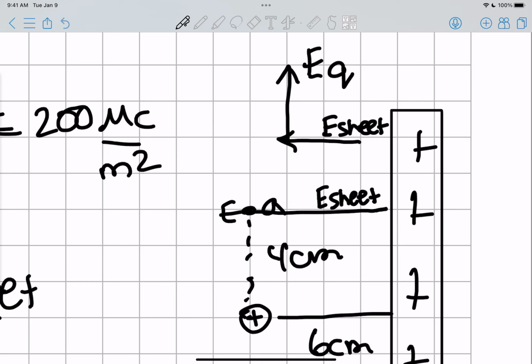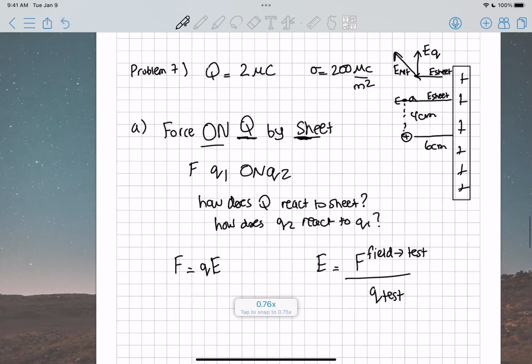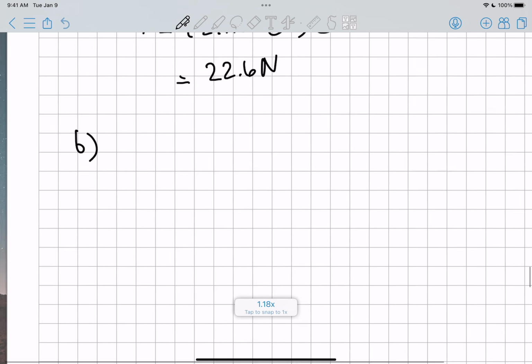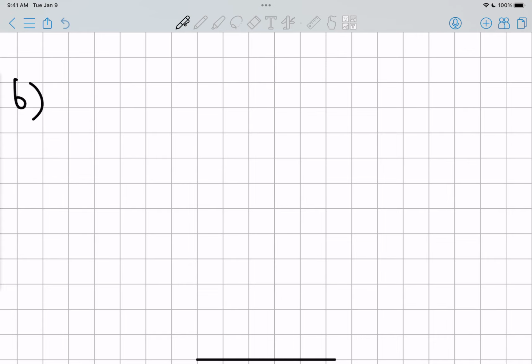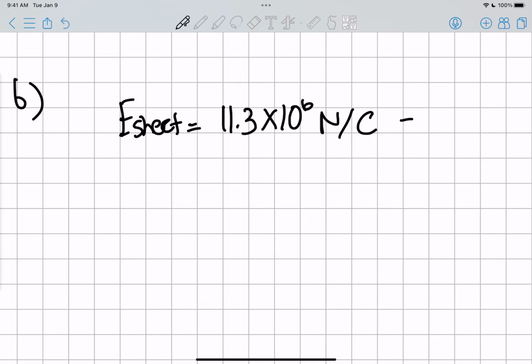So we have to do some vector addition of sorts to figure this out. We effectively have an X and a Y component of our electric field. The electric field would go this way, E net. We want to figure out what E net is, and the direction, the angle. We know E sheet, figured that out from before, and we're assuming that this is right, is 11.3 times 10 to the 6 newtons per coulomb. And that's to the left, right?